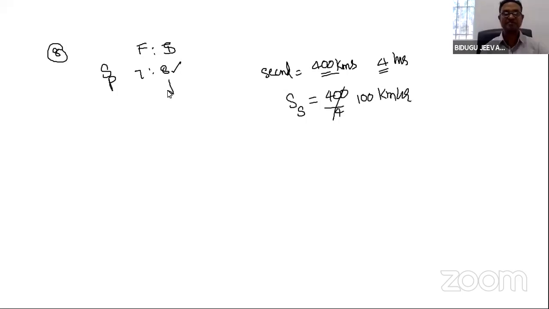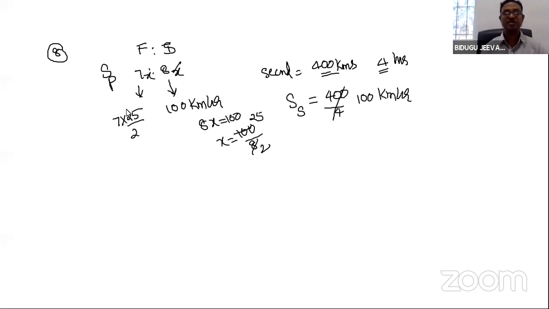Now let me equate this. This is 8x, 7x. The second train's speed is given as 100 kilometers per hour. What is the speed of the first train? Compare: for 8x equal to 100, what is 7x? 8x is equal to 100. What is the value of x? 100 by 8, that is 25 by 2. So here 7x is 7 into 25 by 2, which is 175 by 2, that is 87.5. So this is the speed of the first train. I hope you understood. It is a simple comparison. So 87.5 kilometers per hour, fourth option.